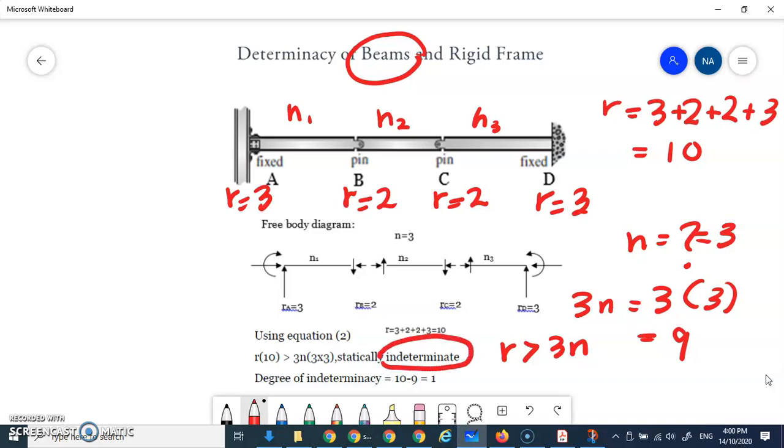Okay. So the degree of indeterminacy is the difference between R and 3N. So this is the 1 degree of indeterminacy. Okay, so let's proceed with the rigid frame.